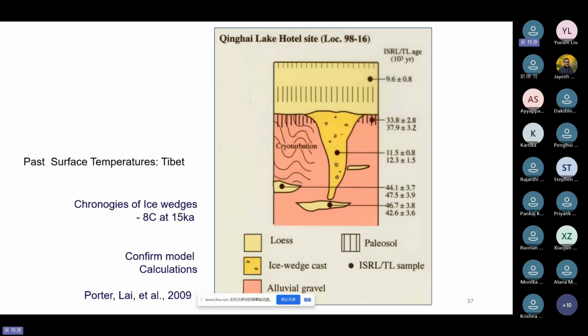So at 15,000 years ago, we said the air temperature was -8 degrees, compared to the present, which is about -4 degrees average air temperature. So right now they don't form frost wedges, but in the past they did. We were able to use luminescence to constrain past temperature changes using an appropriate sedimentary record. And this has been subsequently confirmed by modeling studies as well.